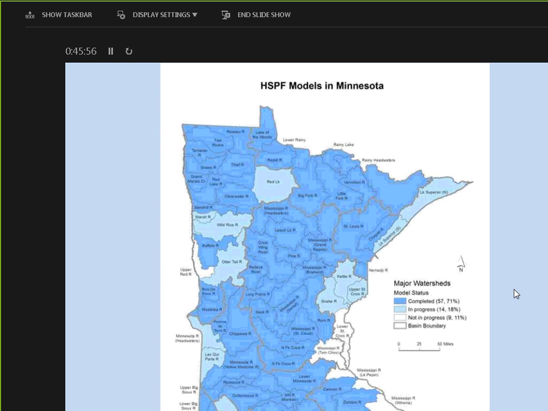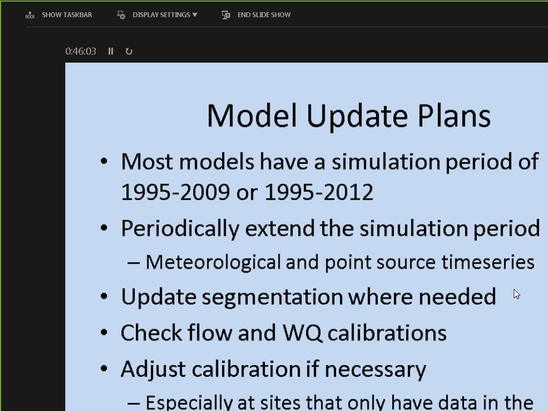And so people always ask me, when are we going to be done? Or when's this model going to be done? Well, the sad truth is the model will never really be done, because we will keep collecting monitoring data. We'll keep finding impairments. And so then we're going to have to keep extending our models into the future. So right now most of our models go through 2009 or through 2012, but we'll periodically want to extend those time series. So we'll have to append the meteorological records and the point source records.